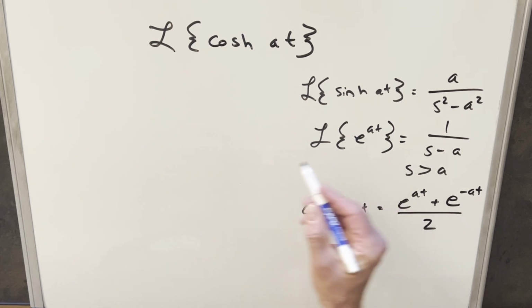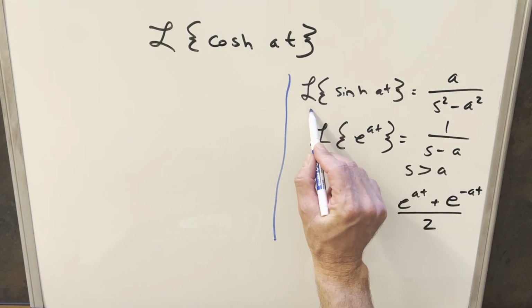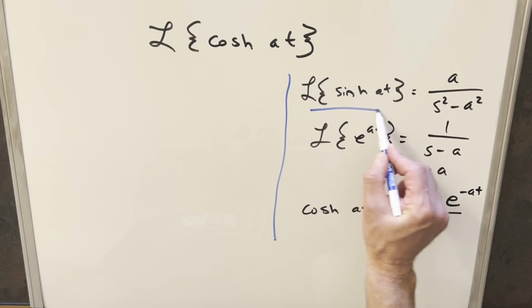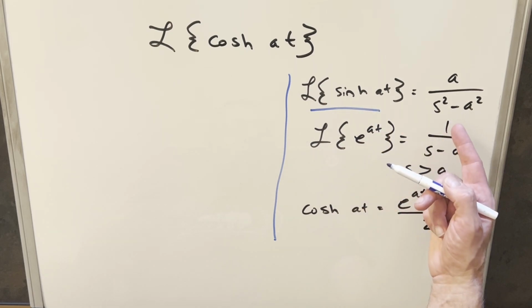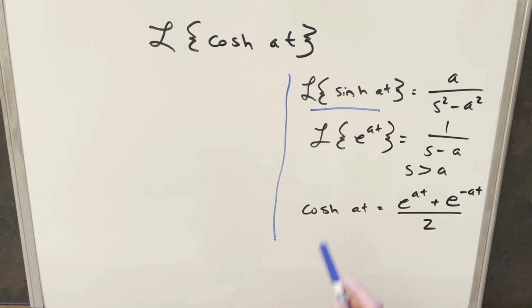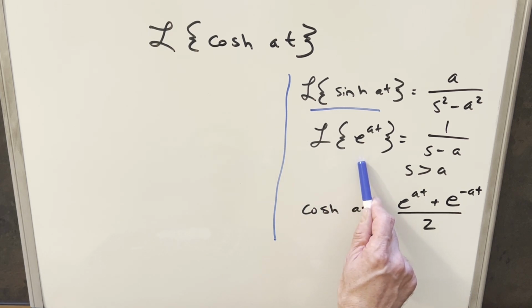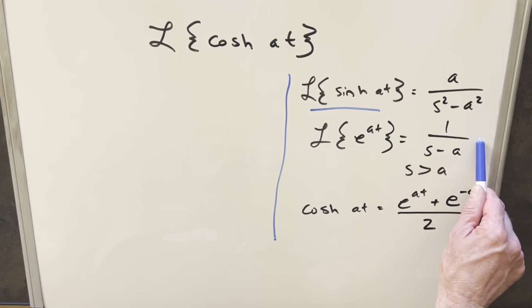Now over to the right, we have a few formulas that I'm going to use, sort of. This first one I'm not actually going to use, but this is what we found in the previous video for the Laplace of sinh at. We just got a over s squared minus a squared. And then for this other formula, we have the Laplace transform of e^(at). We found this one in another video previously. And for that, we just have 1 over s minus a.